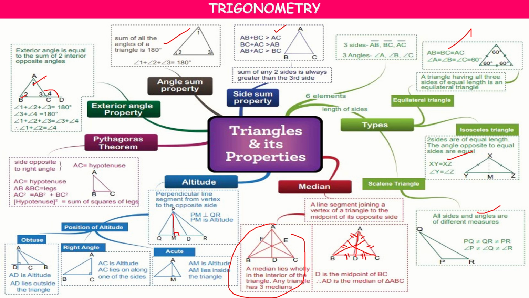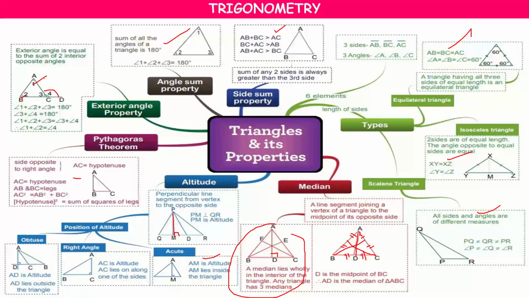Here in medians, it will divide the opposite side in two equal parts. But coming to the altitude, it just makes 90 degrees to the opposite side. It cannot divide the opposite side in two equal parts. That is the difference between the median and the perpendicular, right? And this is also an altitude only. And the altitude position in a right angle triangle, you know this. Obtuse angle, you know this.